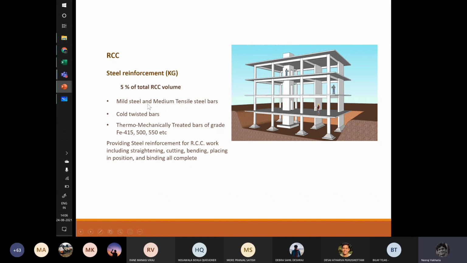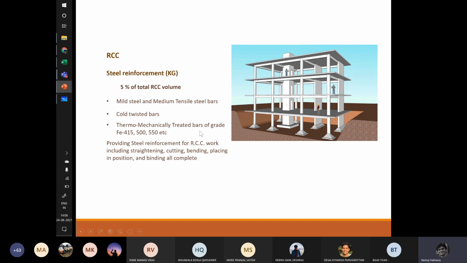Okay, first one being mild steel or medium tensile steel bars. Okay, these are generally not used for the reinforcement in RCC. They might be used as a supportive member, but not as the main reinforcement. Okay, then there comes the cold twisted bars. But now recently, we generally get TMT bars. You must have heard it, every one of you, that generally in construction they use the term TMT bars, TMT reinforcement bars. So they are thermomechanically treated bars.